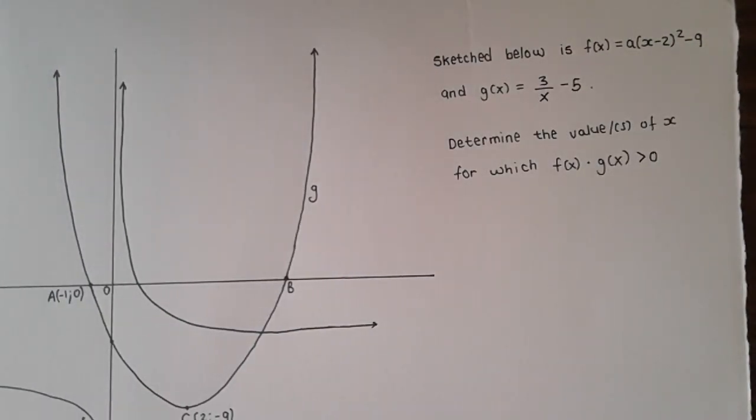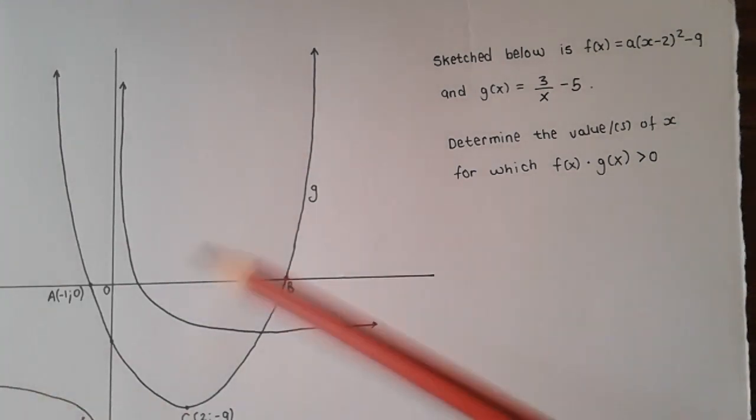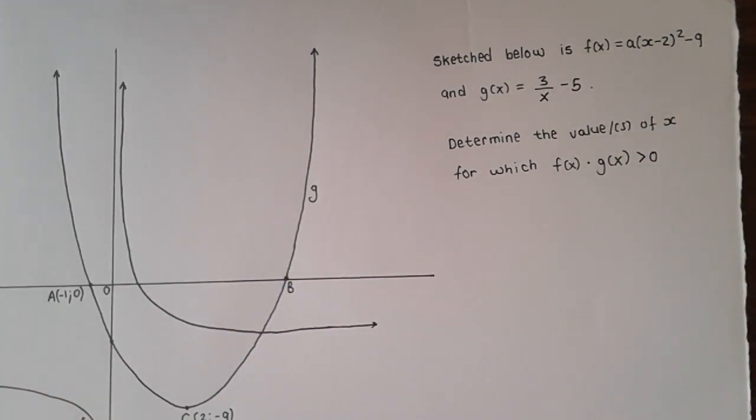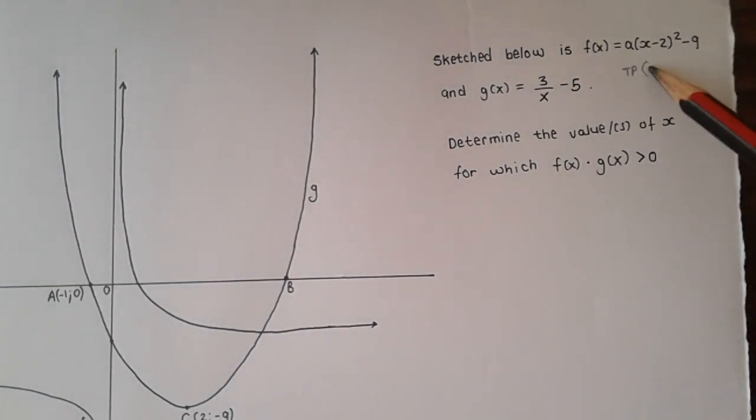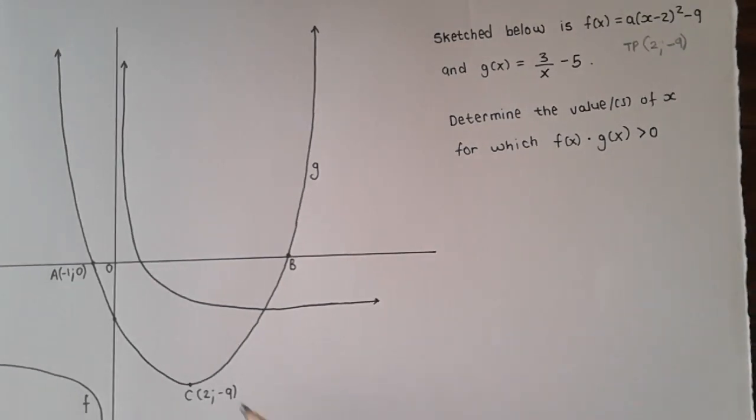Right, welcome matriculants. This is now example number 2 of graph interpretation. In this example, sketched below is f of x equals a times (x minus 2) squared minus 9. We see from the sketch and also from the equation that the function is a parabola, given in vertex form, which means the coordinate of the turning point is (2, minus 9). That's also indicated on the sketch over there.